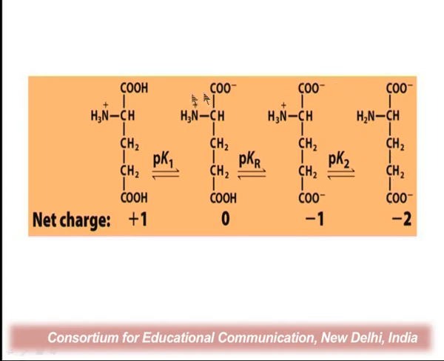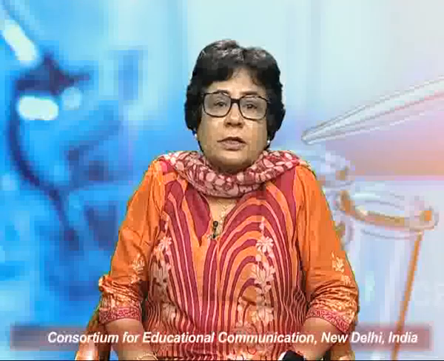So to revise, at low pH glutamic acid will exist in its cationic form. At a pH between pK1 and pKr, it will exist as its zwitterion, as a neutral ion, and as we increase the pH, it will keep on losing its protons and ultimately it will be present in its anionic form. So let us look at the graph of this reaction.